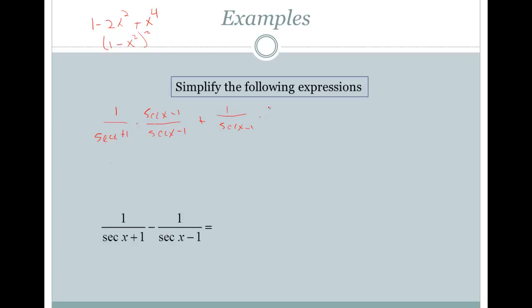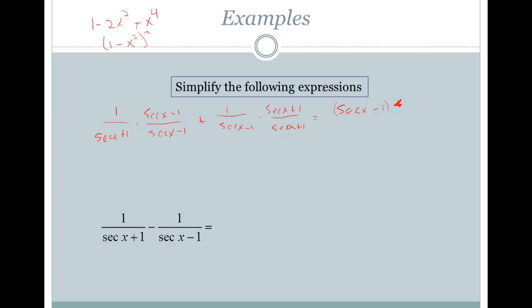Secant x minus 1 times secant x plus 1 over secant x plus 1 like that. This term over here becomes secant x minus 1 from this term plus, sorry, it's got to be minus because that's a minus there.